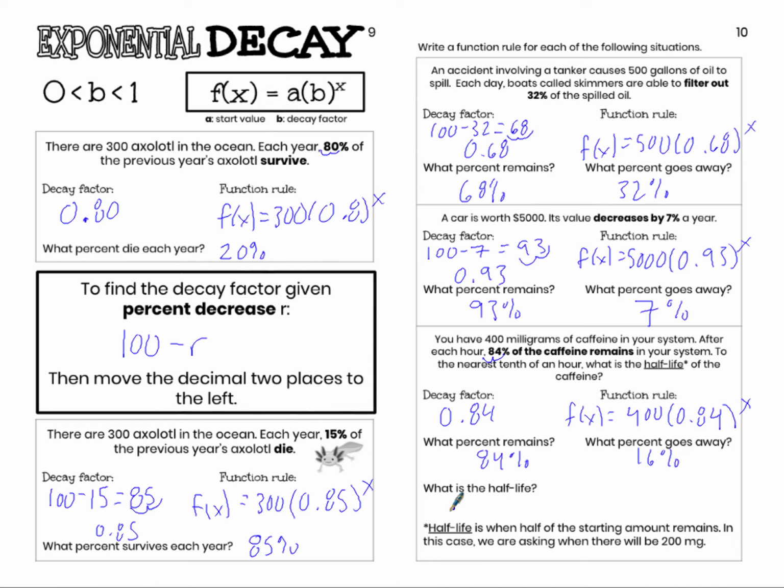Finding the half-life is a calculator question since I don't know how to solve this algebraically. The half-life means when do I have half of my starting value? So to find this, I would plug the function rule 400 times 0.84 to the x into the y equals in my calculator. I would go to my table and I would look to see when the half-life is about 200 milligrams, or when the amount of caffeine is 200 milligrams. That will be my half-life. It's my x value.